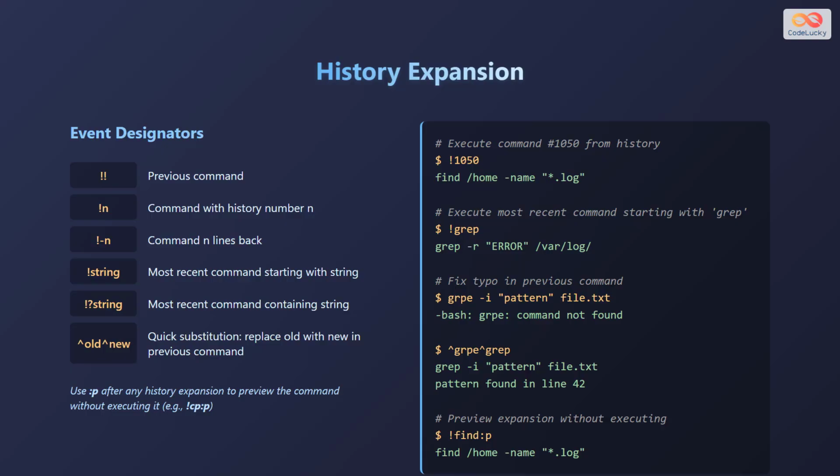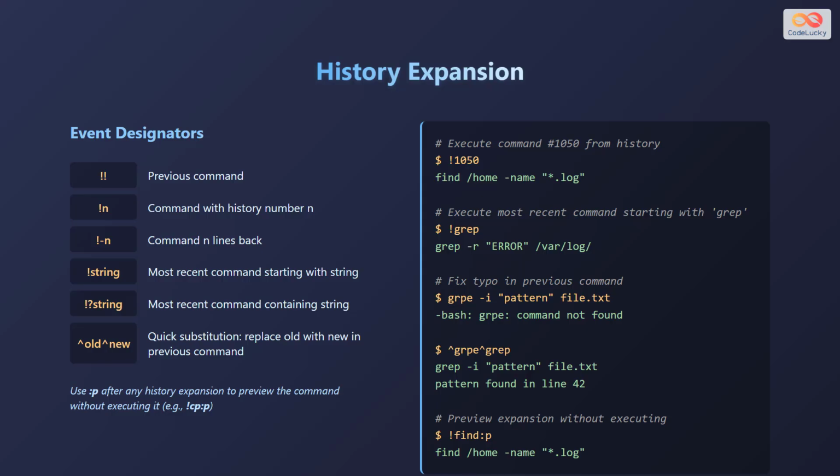History expansion provides a powerful way to recall and manipulate previous commands. !! refers to the previous command. Exclamation mark followed by n, where n is a number, executes the command with that history number. !-n executes the command n lines back. !string executes the most recent command starting with that string. !?string executes the most recent command containing the string. ^old^new performs a quick substitution, replacing old with new in the previous command.